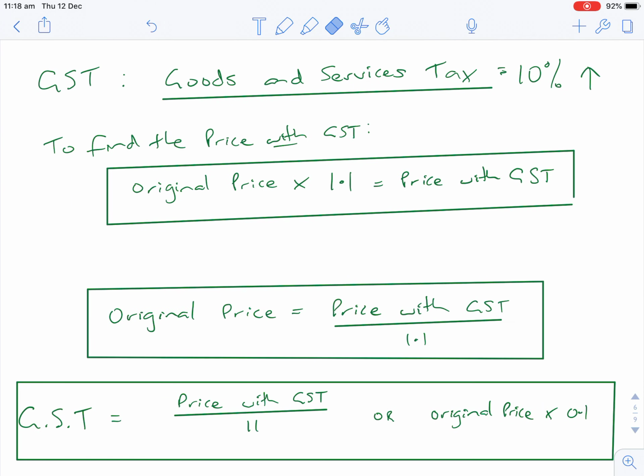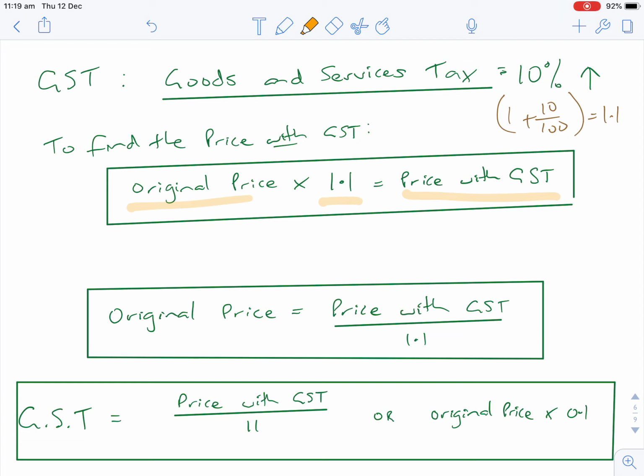Goods and services tax is again just a percentage increase. The goods and services tax in Australia is 10%. So basically I'm always increasing everything by 10%. If I was to use my little rule, I'd be going 1 plus 10 on 100. 10 on 100 is 0.1. So I'll wind up with a multiplier of 1.1, which is what we've got in the little rule here. So to find the price of the good with GST, we'd get the original price and times it by the multiplier 1.1, which will give us the new price, the price with the GST.